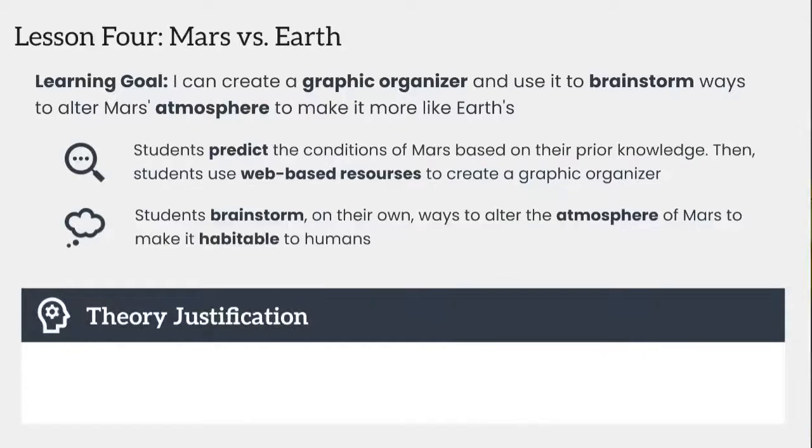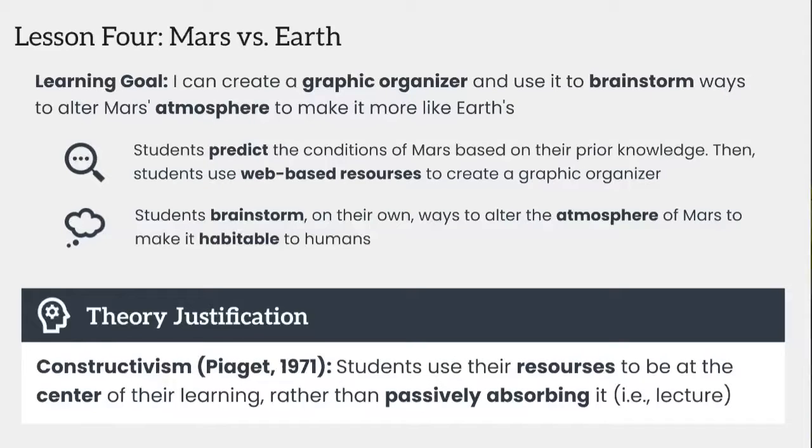The theory I used to design this lesson was constructivism. To try and reach the learning goal, the teacher could have just lectured to the students and had them fill out a graphic organizer. Instead, this lesson enables students to practice their digital literacy skills to research information about Mars and Earth.